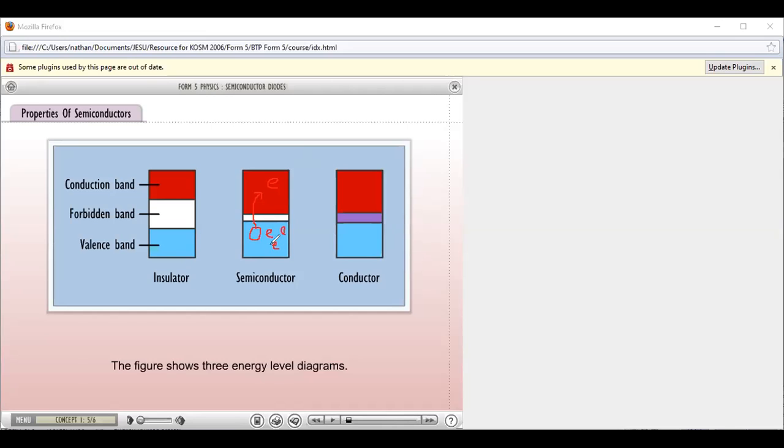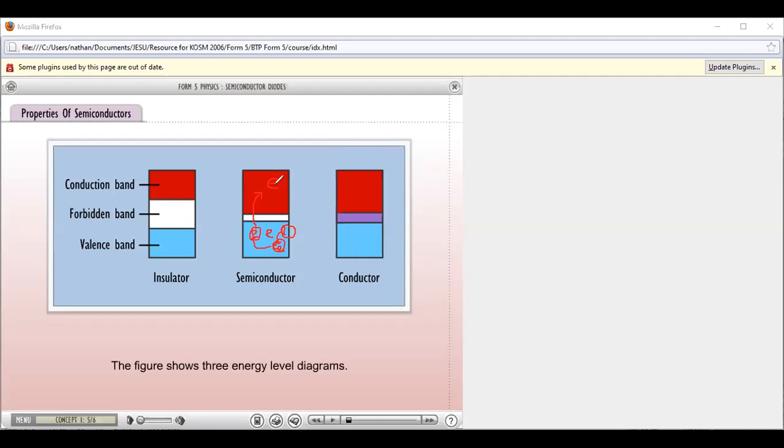This hole can be filled up by the neighboring electron. Let's say this electron fills up this hole. Because of that, it will create a hole here. Then this electron fills up this hole, so they are able to move randomly, and there will be a hole here. Because of the hole, it creates an opportunity for the electron to move. That's why for a semiconductor, we say the conductivity is because of free electrons and positive holes.